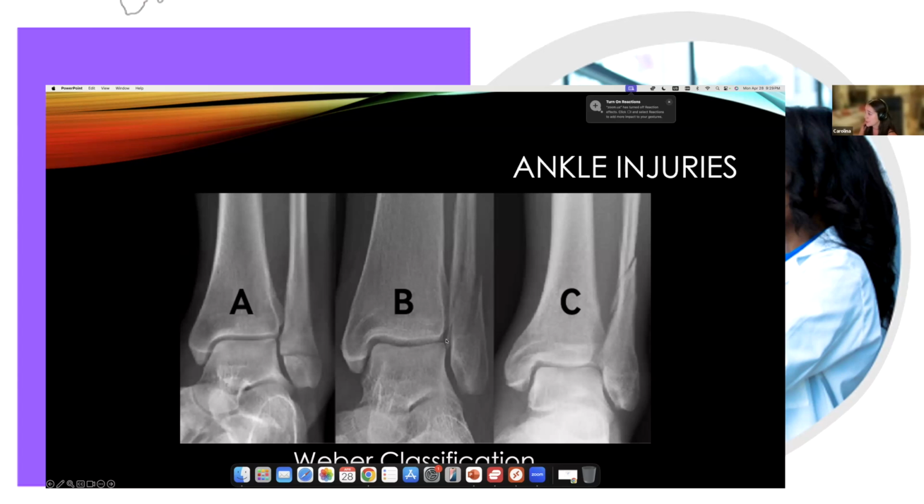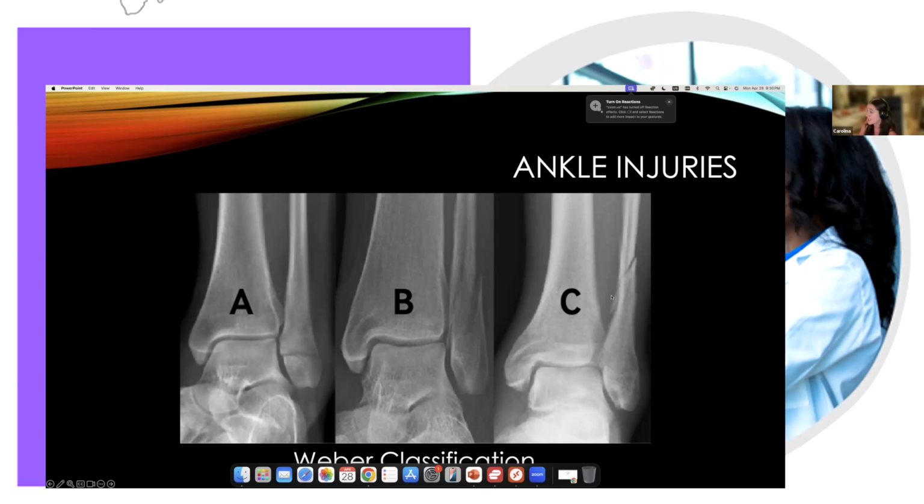In this Weber type B, we have a spiral fracture of the distal fibula. It goes through where the syndesmosis should be. It's very probable that there is disruption of the syndesmosis. However, it's not readily apparent. We still have some congruence of these lines here, and the mortise still looks somewhat congruent.